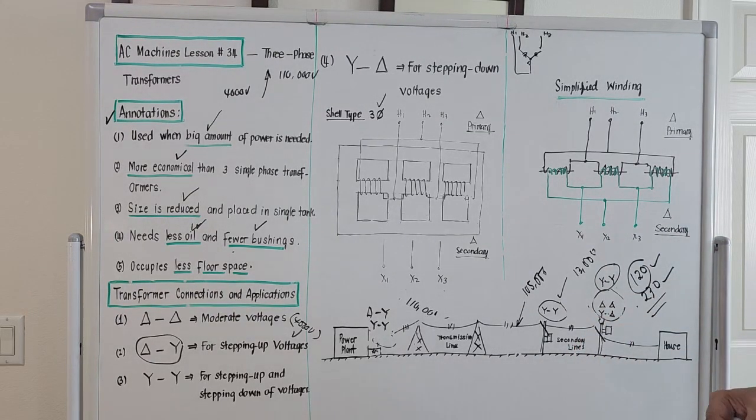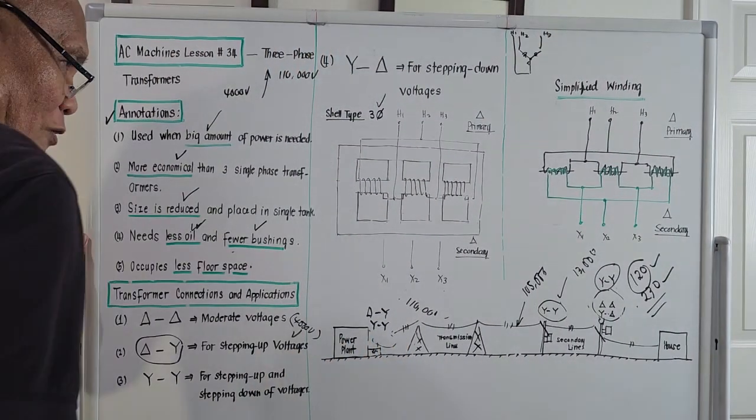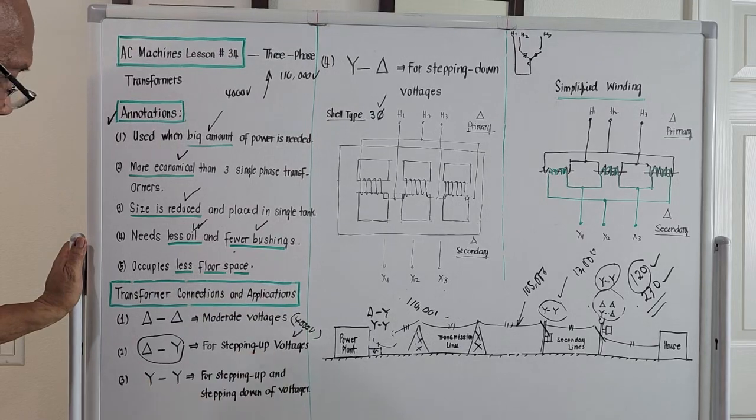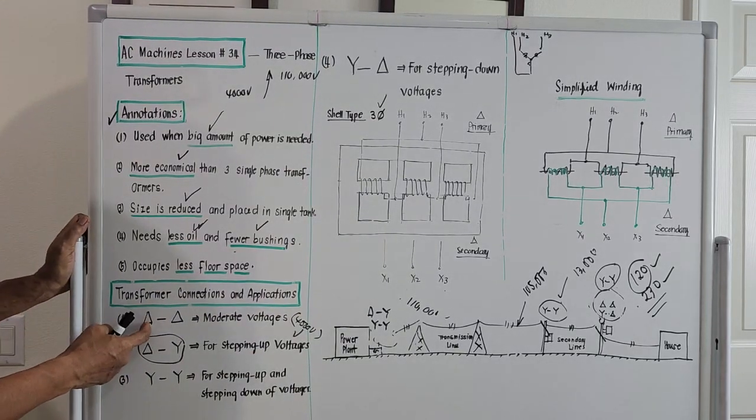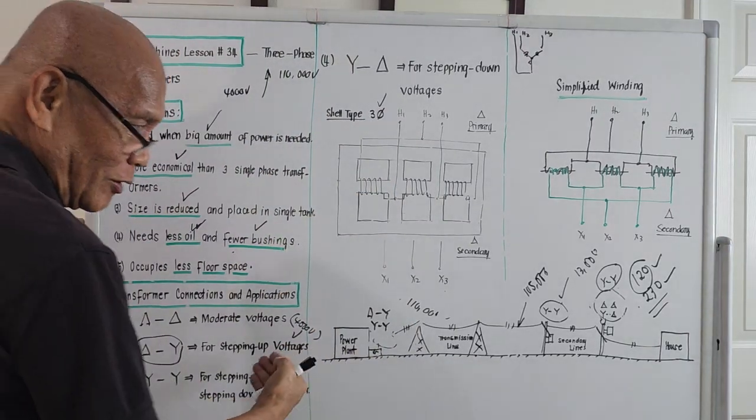Okay, these are the locations of the operation of transformers with regards to the connection. Delta delta, delta to Y, YY, and Y delta, it's all located here.